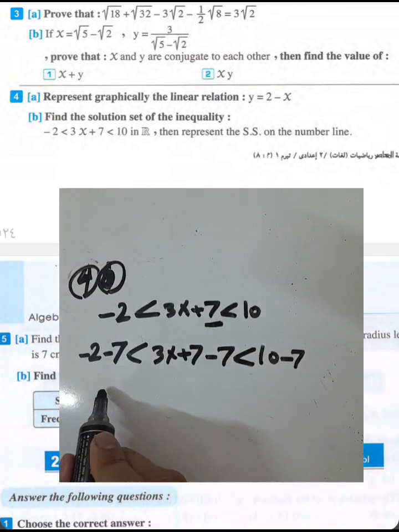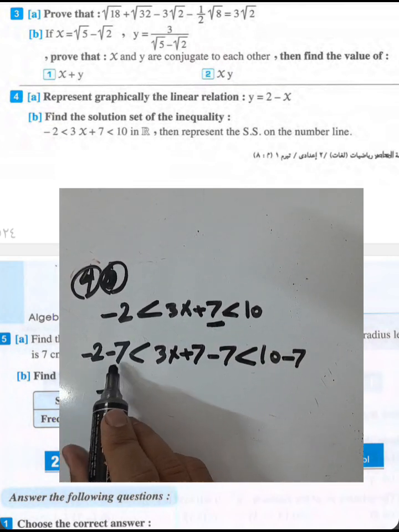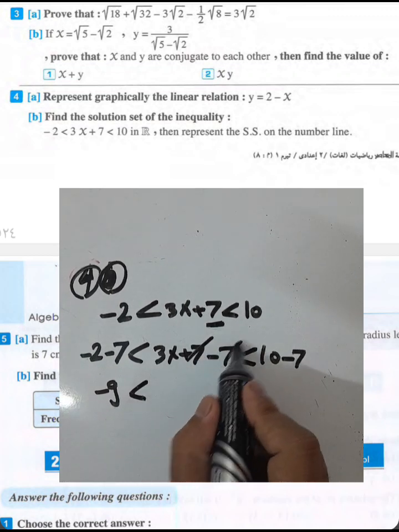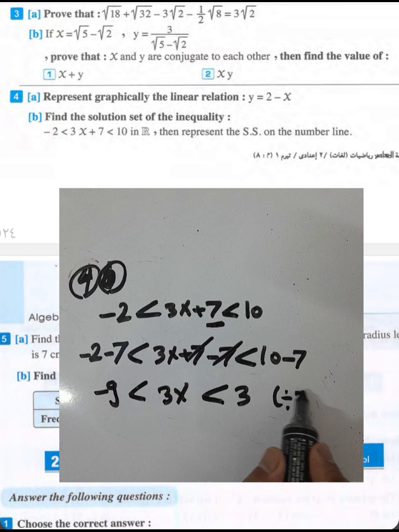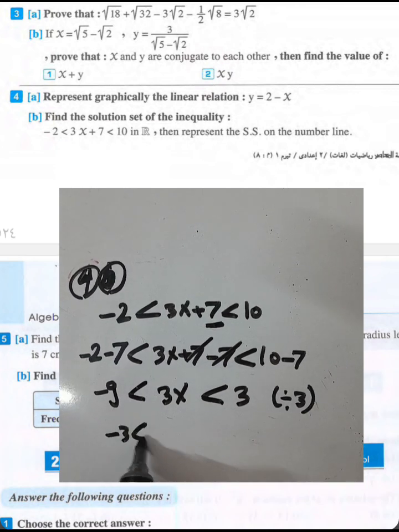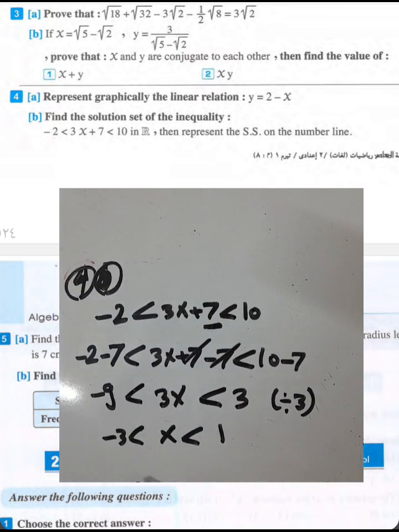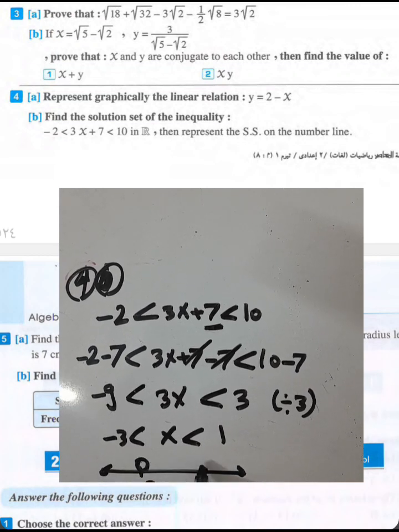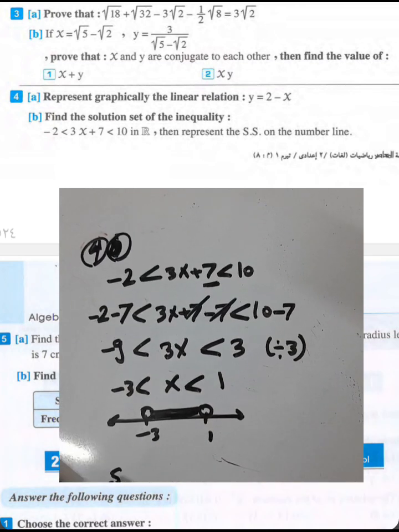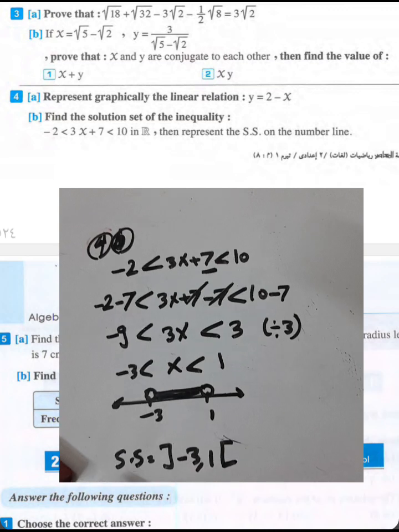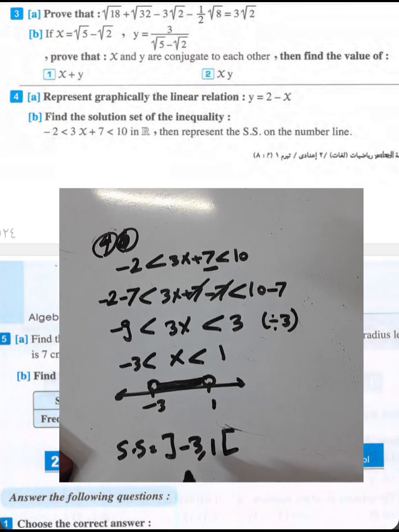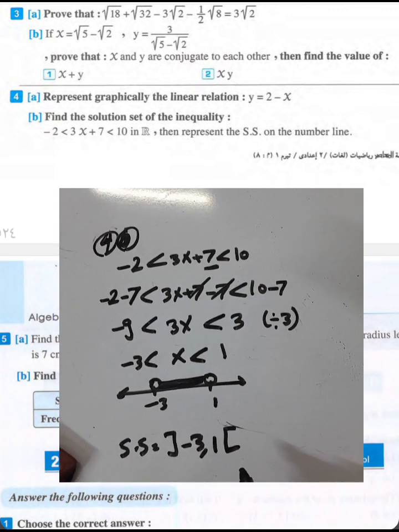Negative 2 minus 7 will be negative 9, and we can cancel them. The result will be 3x, and 10 minus 7 will be 3, and then we can divide by 3. It will be negative 3 less than x less than 1. Then the interval here from negative 3 to 1, an open interval, so the solution set will be negative 3 to 1. Solution set about this example. That was question number 4.